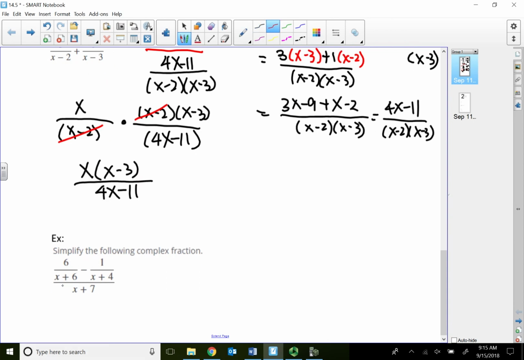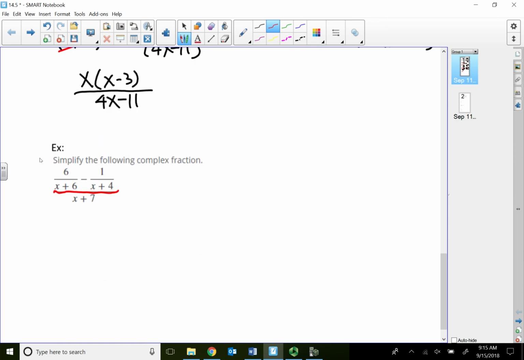All right, let's try it one more time. Okay, this is the fraction bar for the division of top and bottom. So let's take a look. For the top, that's subtraction. Let's make it one term first. So that's 6 over x plus 6, minus 1 over x plus 4. Since both denominators cannot be factored other than 1, when I count the LCD, each one of these will be counted one time. So that's my LCD.